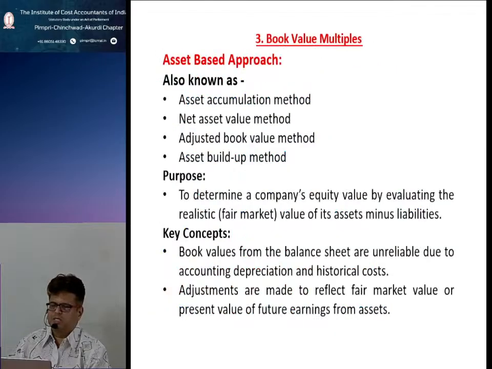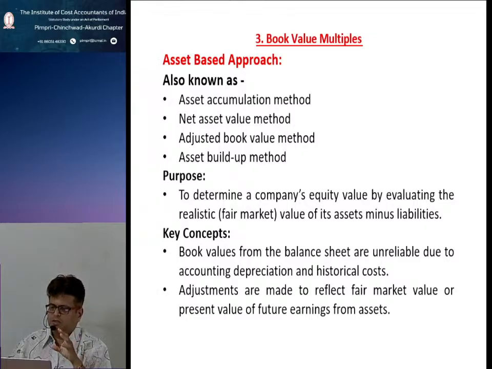So book value multiples, typically there are various approaches. One is the asset based approach, also known as asset accumulation method, net asset value method, adjusted book value method, and asset build up method. So these are the four alternate names for the asset based approach, and the purpose of this approach is to determine a company's equity value by evaluating the realistic fair market value of its assets minus liabilities.